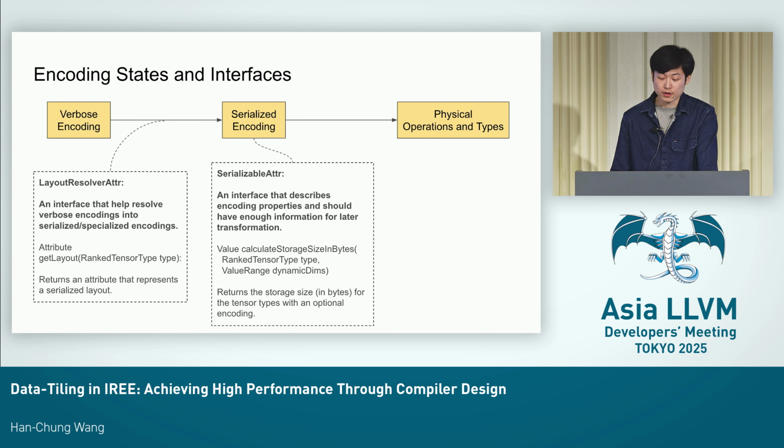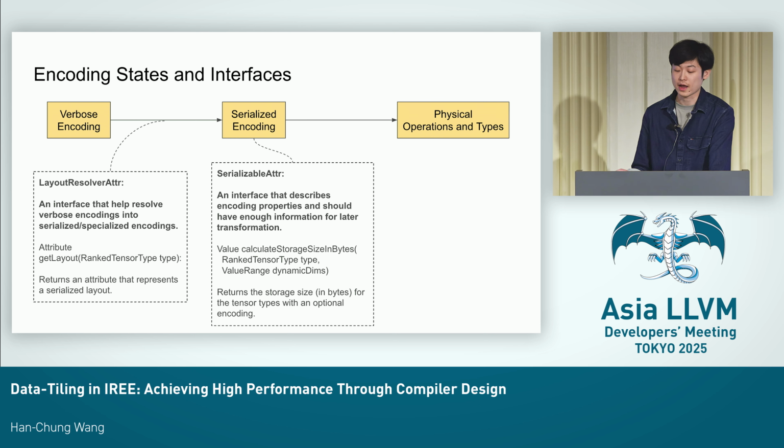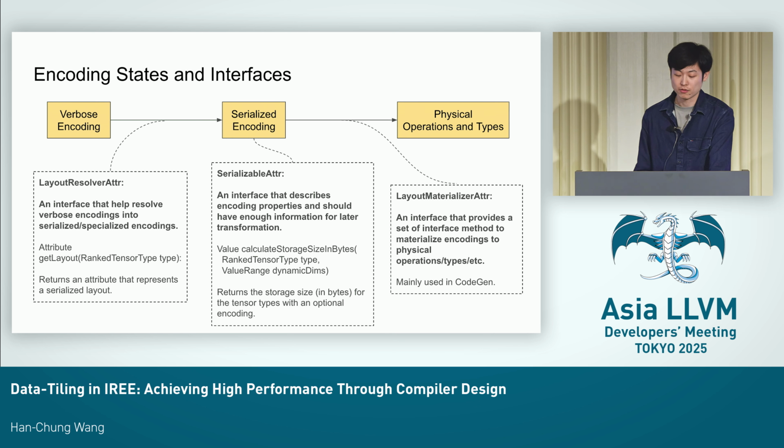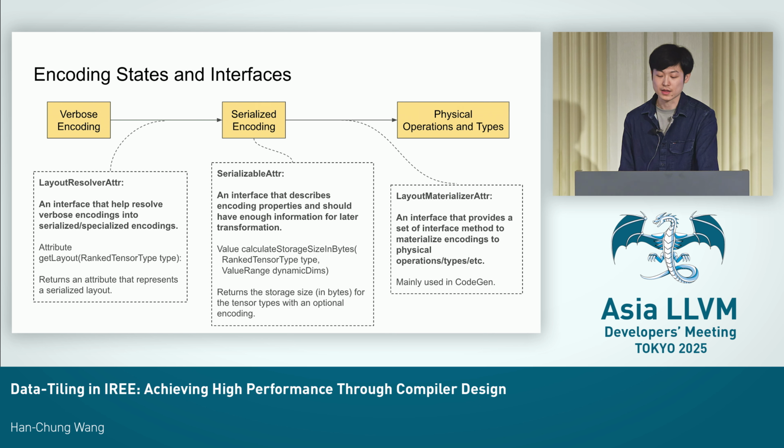And one of the key interface methods is calculateStorageSizeInBytes, which takes the tensor type and the dynamic dimensions, and it returns the storage size in bytes for the input type. For the last step, we define the layout materializer attribute interface that brings the encodings into physical operations and types. It is mainly used in the codegen phase.